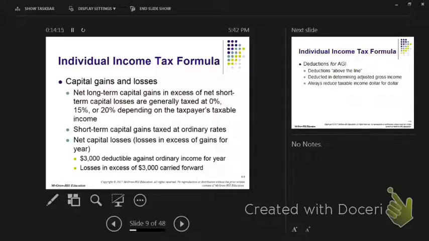So let's say I have a loss of $12,000. I can put $3,000 on this year's tax return, a negative $3,000 on next year's, a negative $3,000 on the next, and a negative $3,000 on the next. So I can deduct the full $12,000. I just have to do it over 4 years.